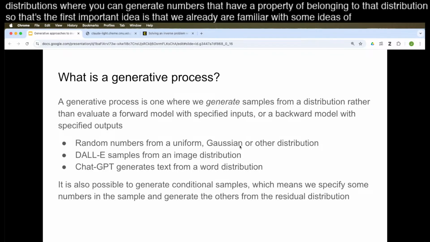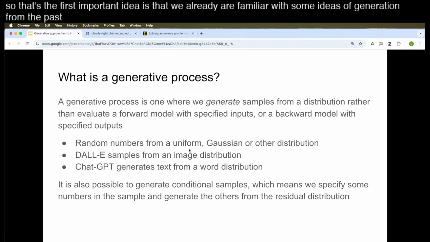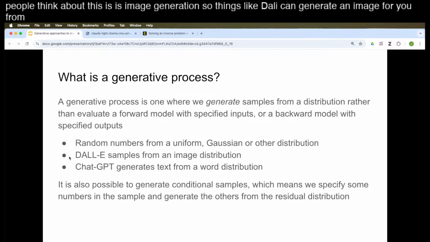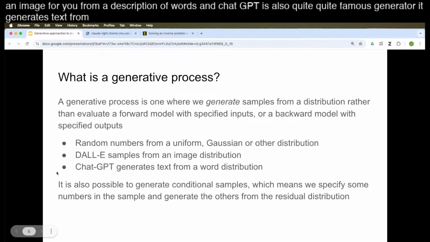So that's the first important idea, is that we already are familiar with some ideas of generation from the past. The newest ways that people think about this is image generation. So things like DALL-E can generate an image for you from a description of words, and ChatGPT is also a quite famous generator. It generates text from a word distribution.